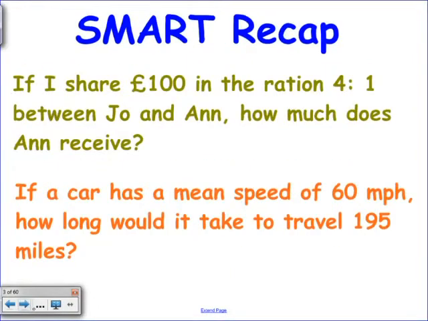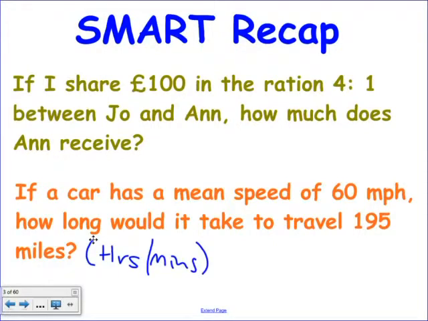Some people get it straight away, others kind of struggle a little bit with it. There's no reason why you should. So to get you into the mood of measures, I've got two starters for you. I'd like you to tell me what Joe and Anne get dished out on a ratio, and I'd like you to tell me how long it's going to take me to do 195 miles at 60 miles an hour. And I'd like the answer in hours and minutes.